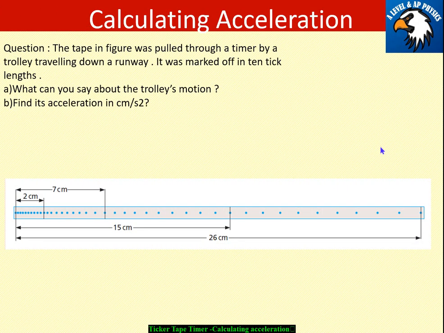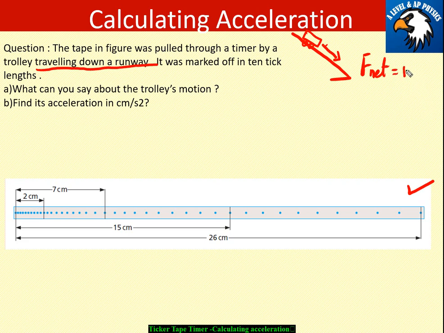Let's try to answer this question now. You can see here ticker tape timer. The tape is given to us, and also the question is telling us that a trolley is traveling down a runway. So we can also sketch here like this, means we have a trolley and that trolley is traveling down. As the trolley is traveling down, if we ignore the friction, we can simply say that there is a resultant force acting on the trolley. Due to resultant force, trolley will accelerate. And if the resultant force is constant, it means acceleration is also constant.